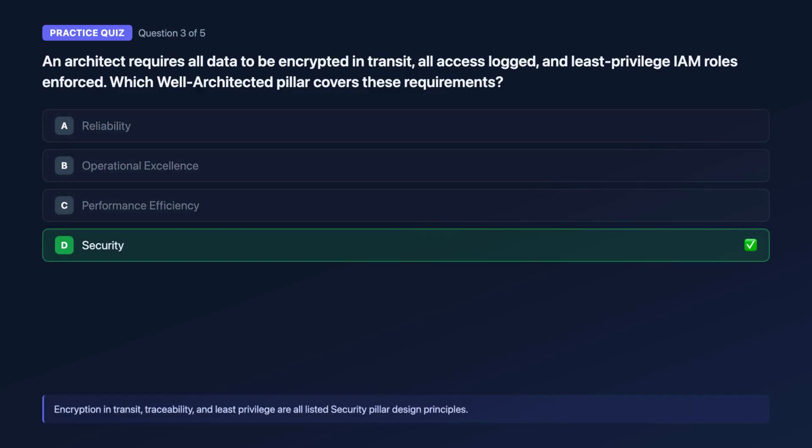If you said D, well done. Encryption in transit, traceability through access logging, and least privilege identity are 3 of the 7 security pillar design principles from episode 4. When the stem stacks security-flavored requirements like this, the pillar name is the answer.